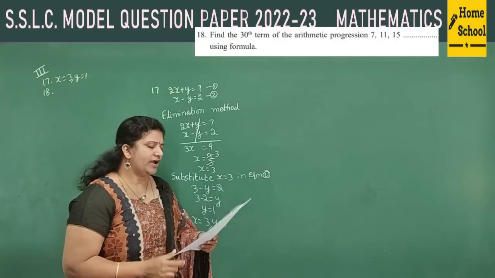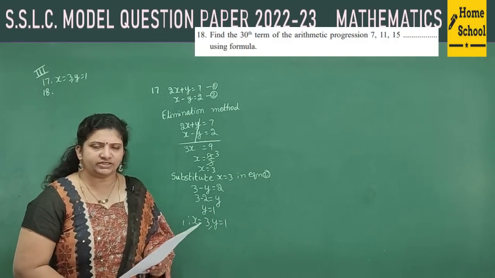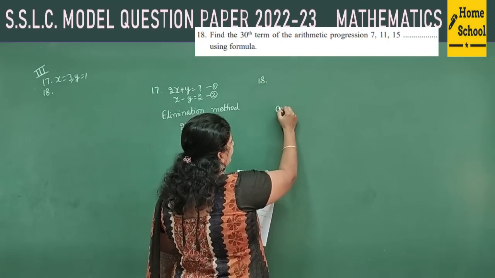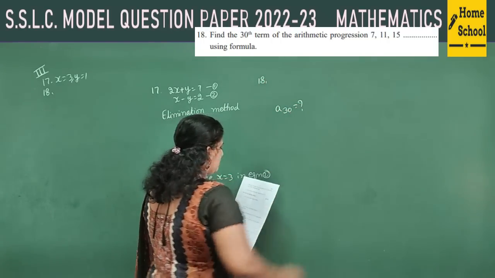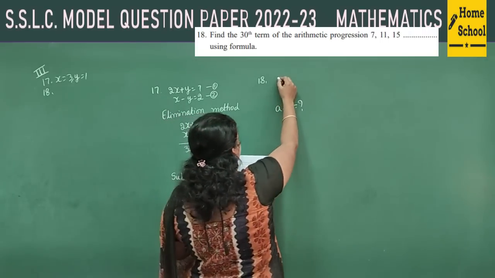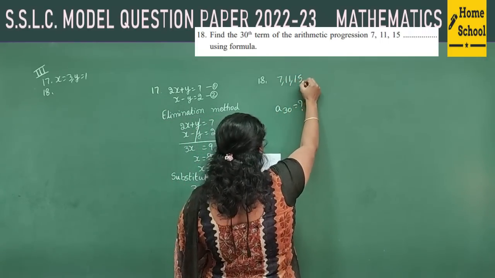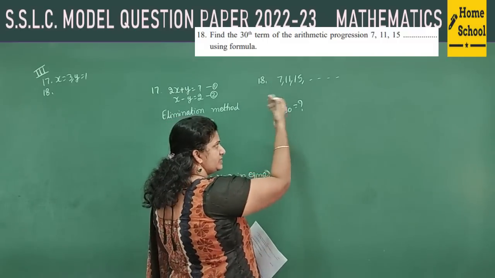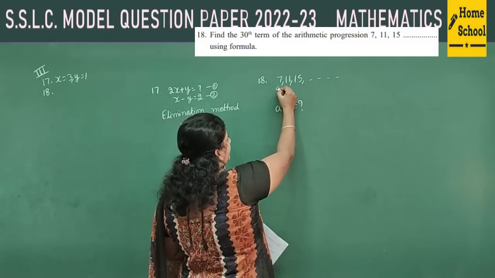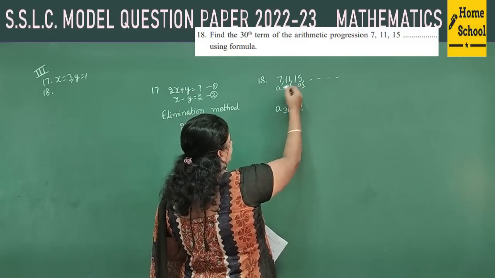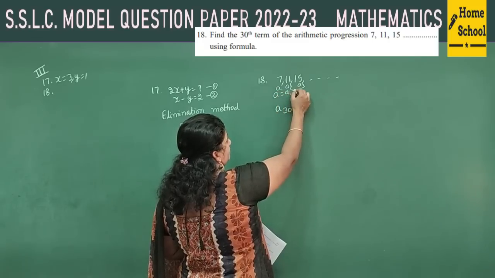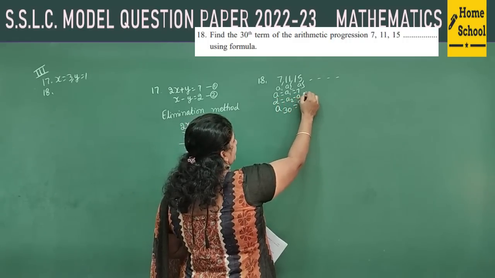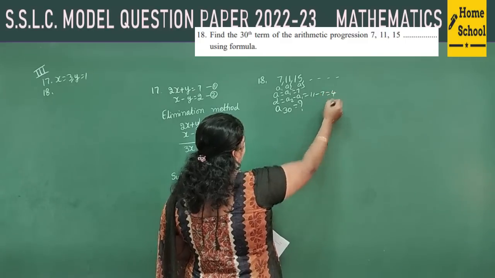18th question. Find the 30th term of the arithmetic progression. Find the 30th term. 30th term means you need to calculate A30 of the arithmetic progression 7, 11, 15, and so on, by using the formula. Okay. So for this arithmetic progression, first we need to write A1, A2, A3. First term A or A1 is equal to 7. Common difference: A2 minus A1, that is 11 minus 7 is equal to 4.